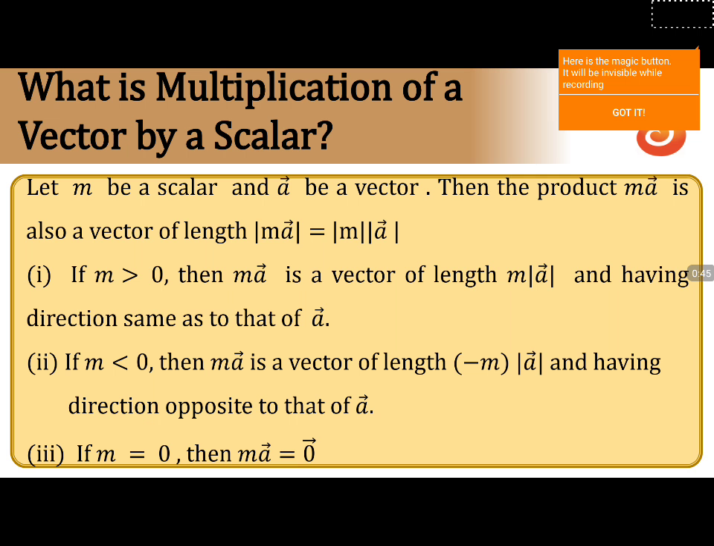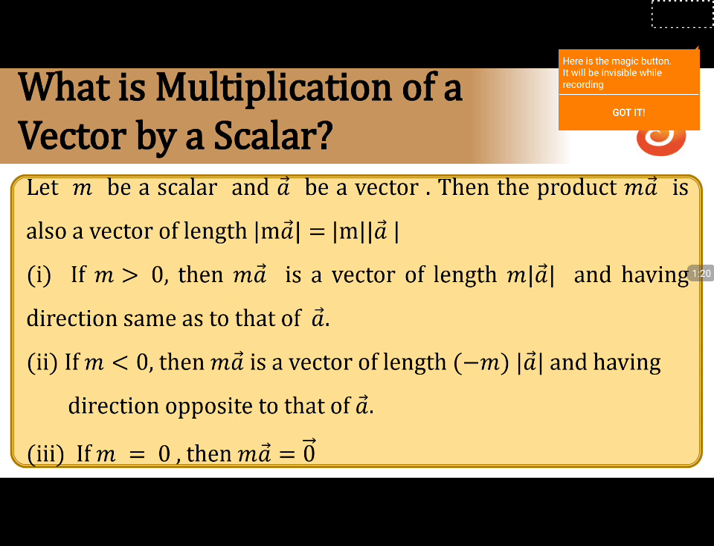Here we will choose one scalar and one vector. Say the scalar is m and the vector is vector a. Then we will take the product of these two, the scalar and the vector, and it can be written as m a vector. If you want to find the length, it can be written as magnitude of m a vector is equal to magnitude of m into magnitude of a.